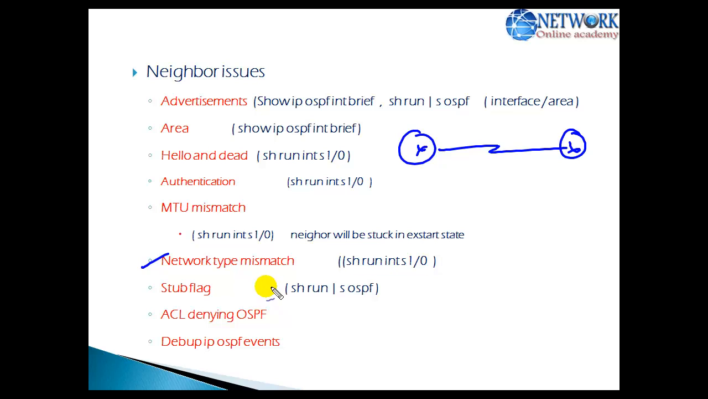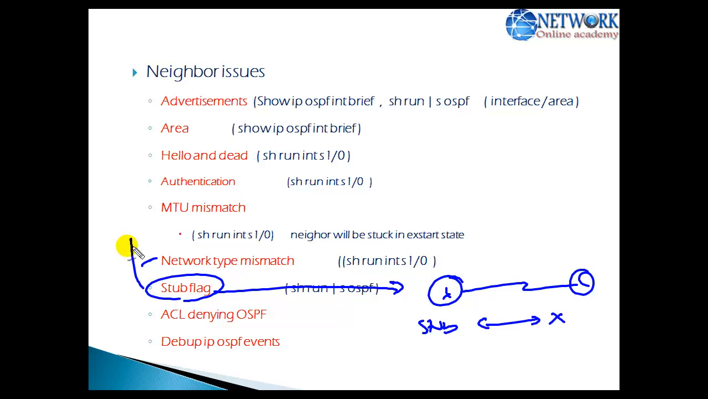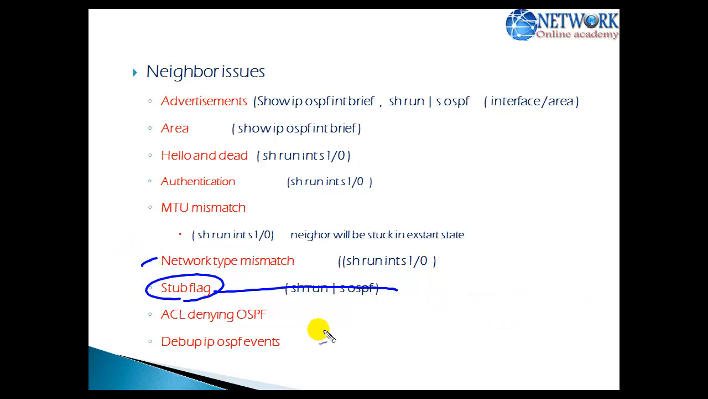And then finally, the stub flag. There is one more thing called the stub flag. Stubs you'll see in CCNP, where one router is configured as a stub and the other router is not configured as a stub. In that case also the neighborship will not occur. Stubs is a very advanced concept you will see in CCNP. And after that, there might be some ACL implemented on the interface which may deny your traffic.